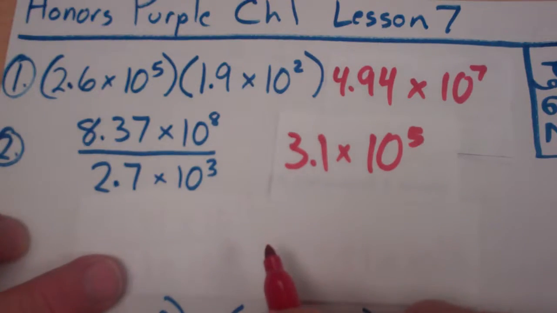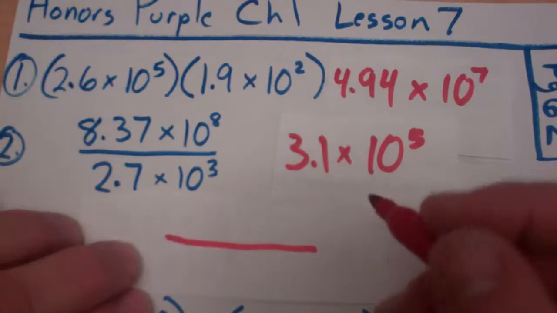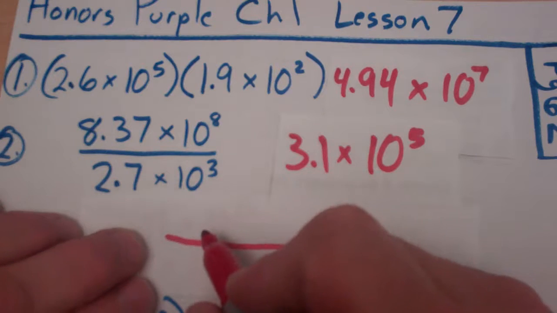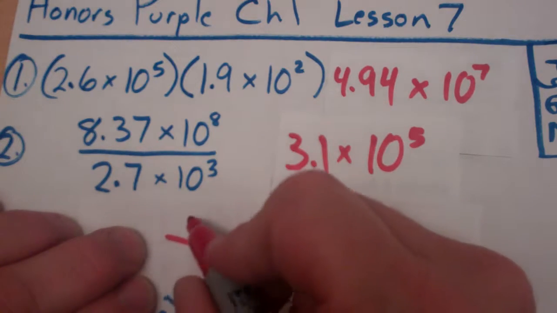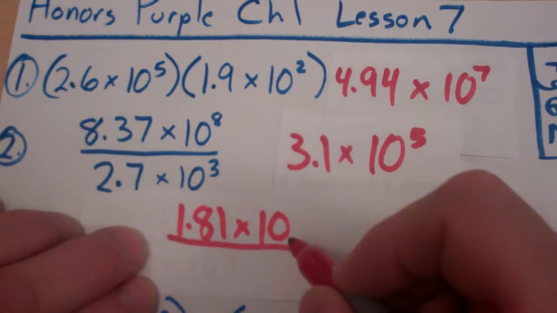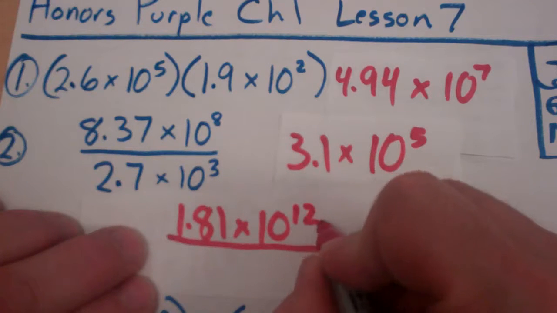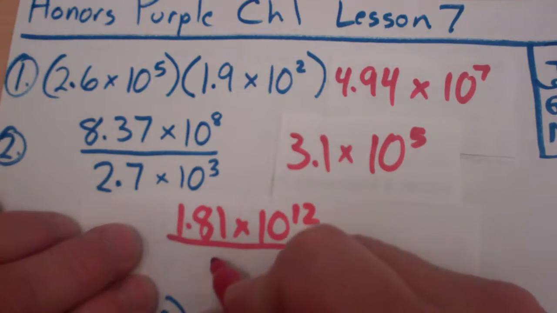It says how many times greater, so we're doing a division problem. I'm going to write them in scientific notation. The one that I need on top would be the second one, the larger one. So I'm going to be dividing 1.81 times 10 to the 3, 6, 9, 12th power by 8.1 times 10 to the 10th.